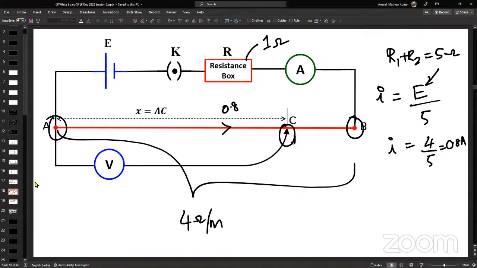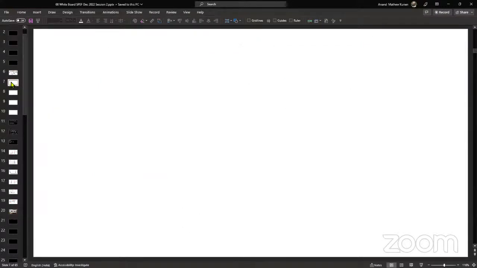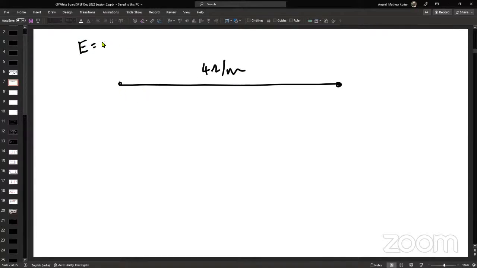I think I'll have to, hold on, just give me a second. Let me rearrange. My question is, you have this 4 ohm per meter wire, right? And you have an EMF of 4 volt, which is divided into 2 drops.